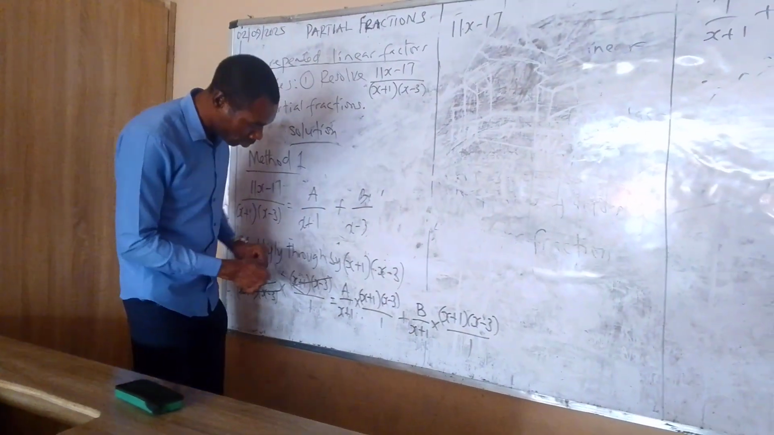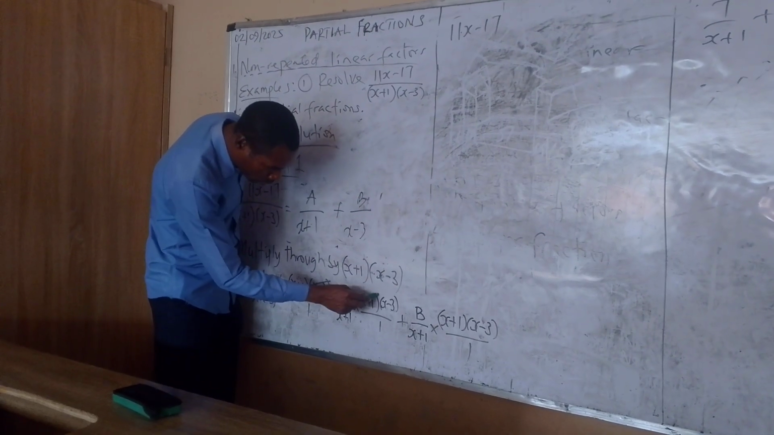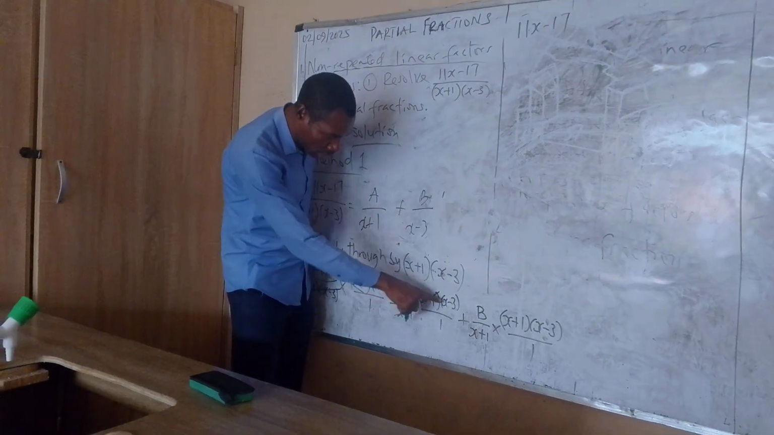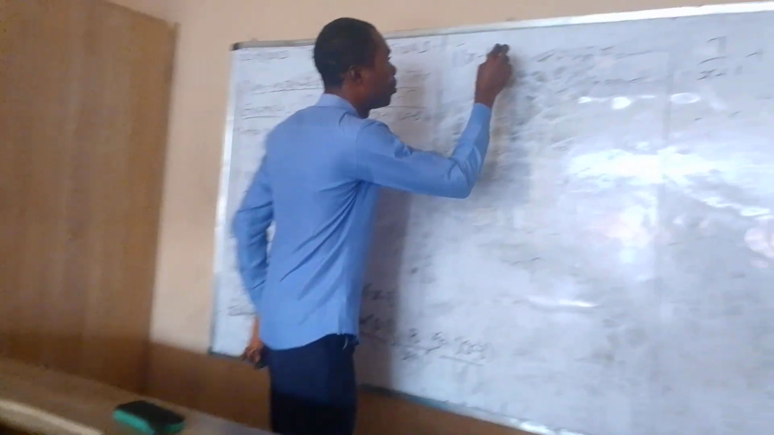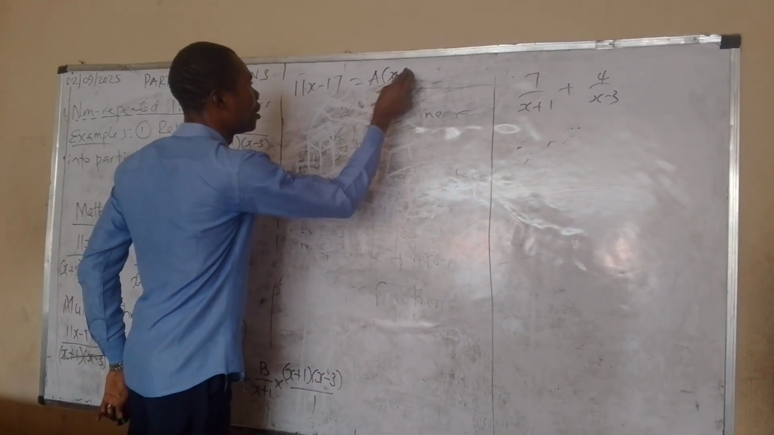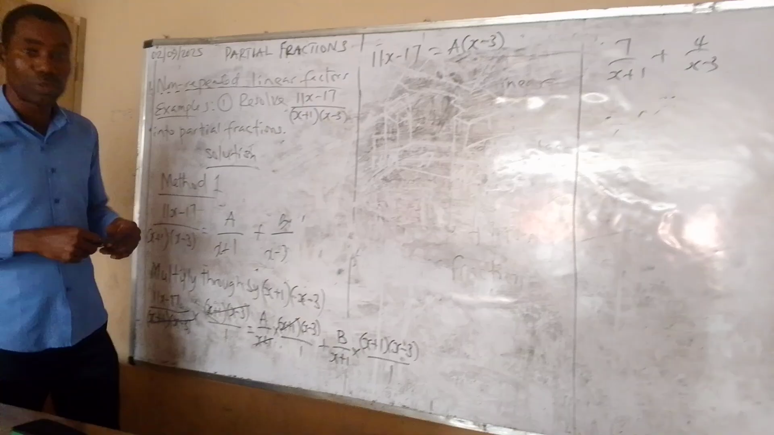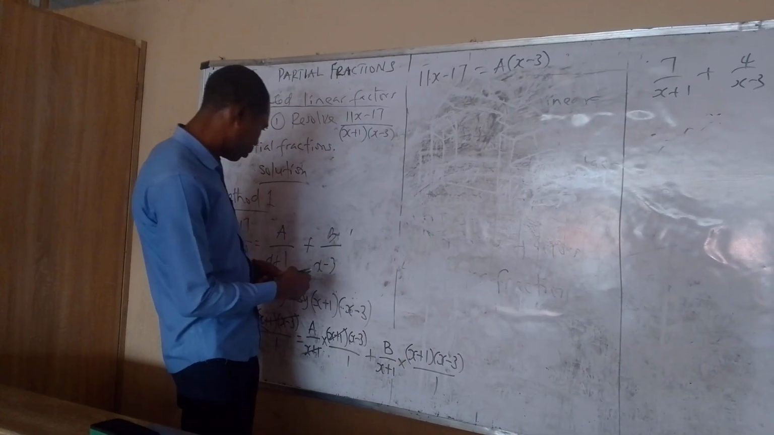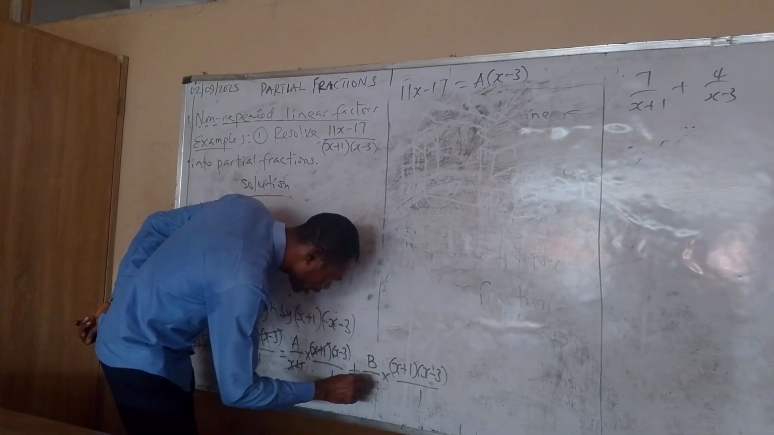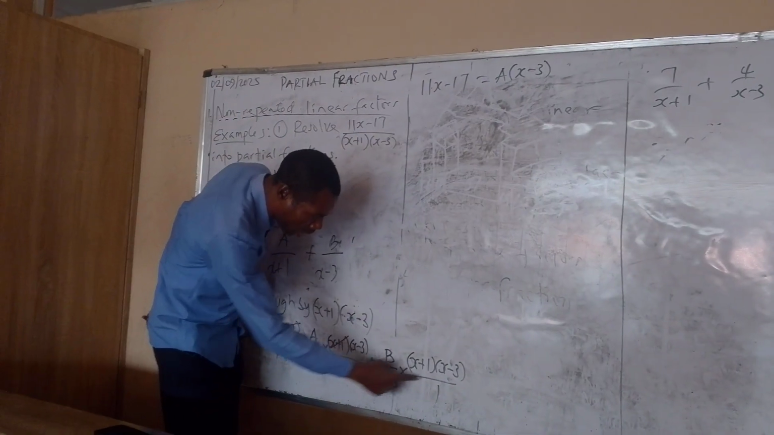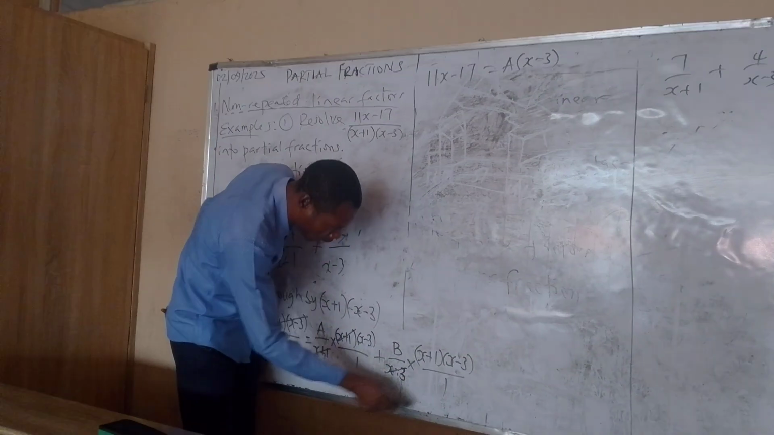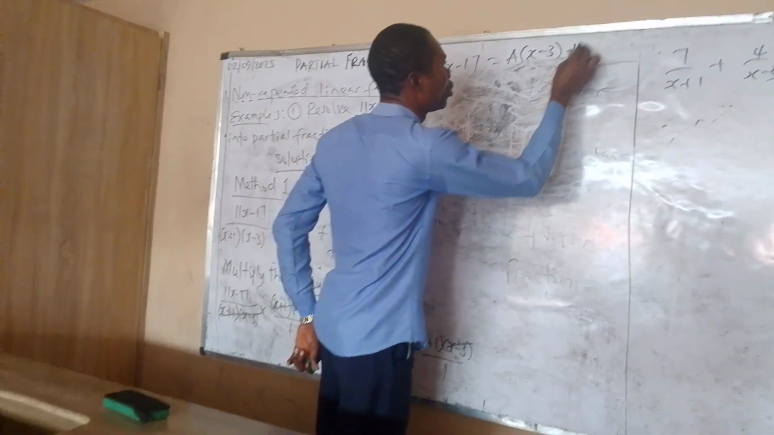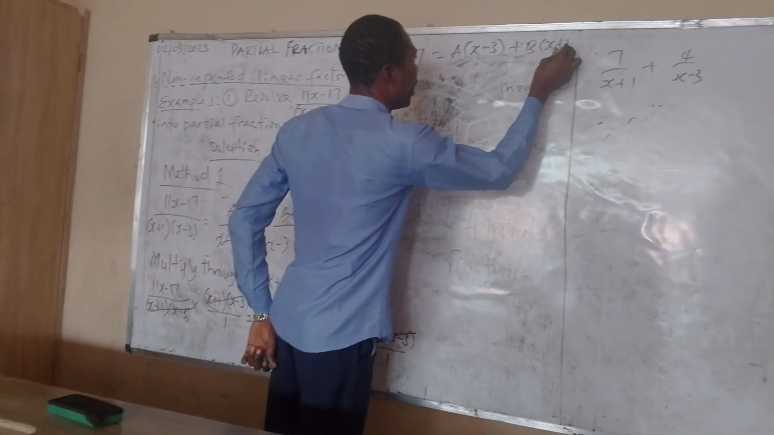In the same way, these two are the same. So this will cancel this, leaving only A times x minus 3, which will give us A into bracket x minus 3. I hope you are following. In the same way, here should be x minus 3. This and this are the same, so this will cancel this, leaving only x plus 1. So we have plus B into bracket x plus 1.